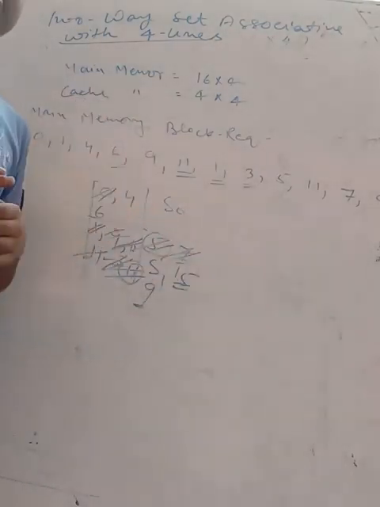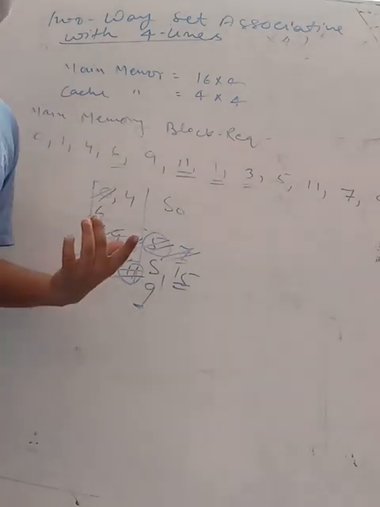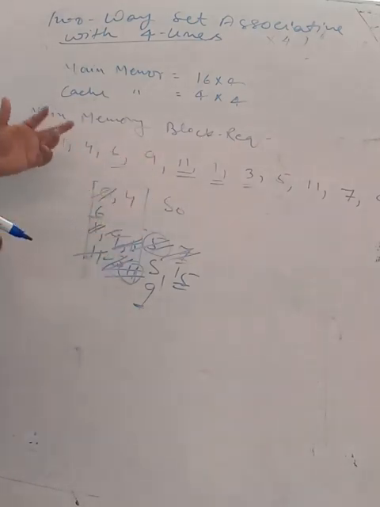This is called the first in first out replacement algorithm. It can be shown in terms of blocks and also in terms of words. So I hope the concept of first in first out using set associative mapping has been clear to all of you.